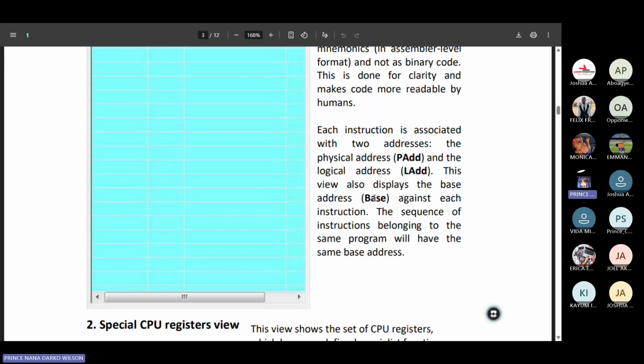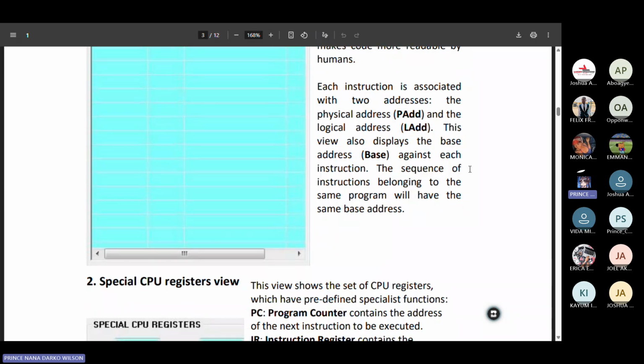In order to know the exact physical address where the computer will start, you will need to combine the program counter value plus the base address. And that is what tells you the exact physical address that we're going to start at. This will make more sense when we start working practically. So the sequence of instructions belonging to the same program will have the same base address.